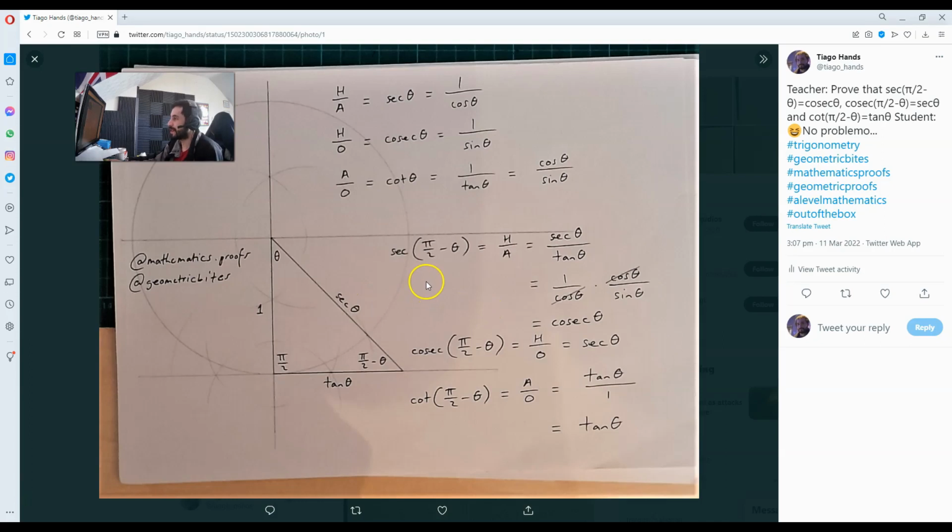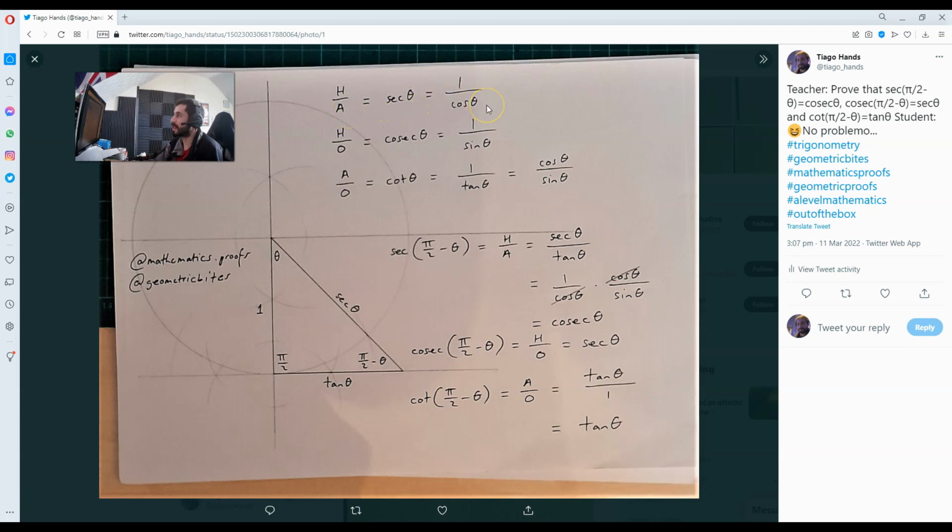Hello there, in this video I'm going to be showing you how to prove that sec(π/2 − θ) is cosec θ, cosec(π/2 − θ) is sec θ, and cot(π/2 − θ) is tan θ.